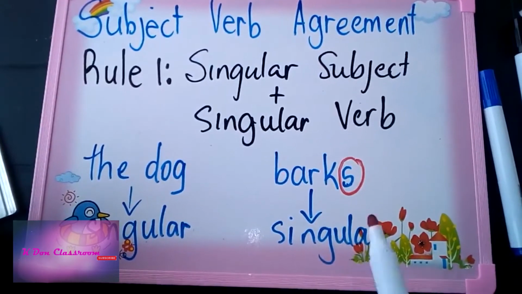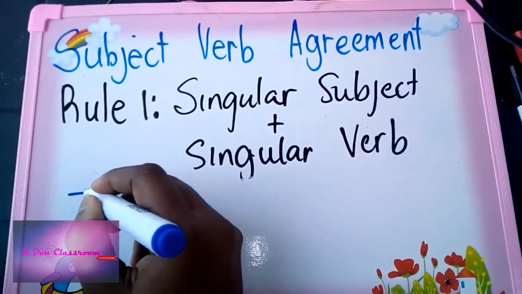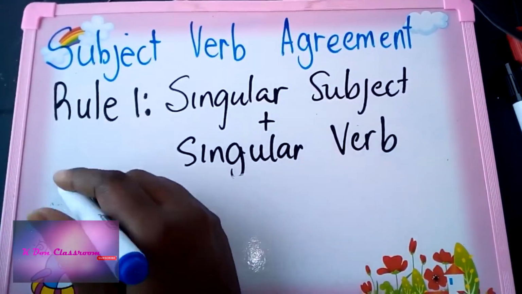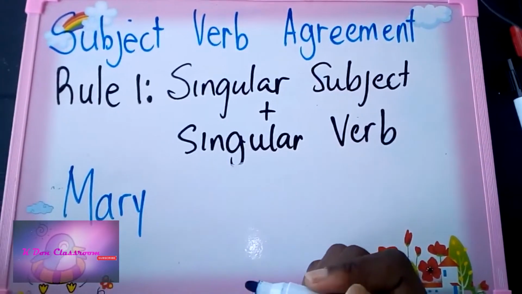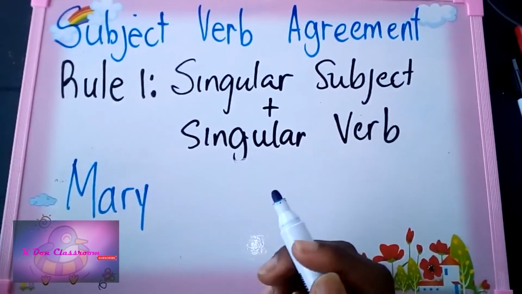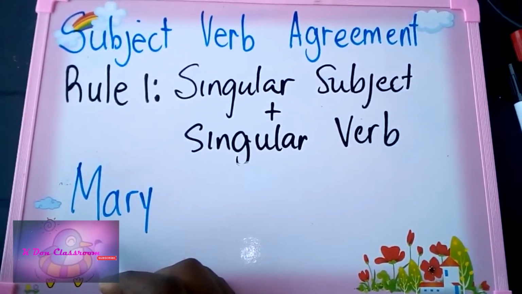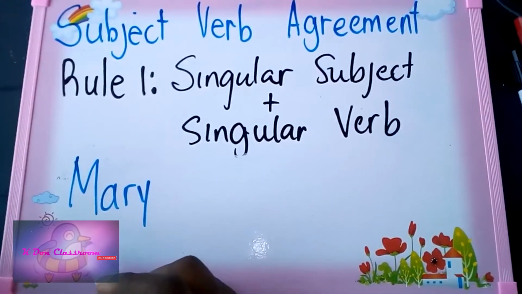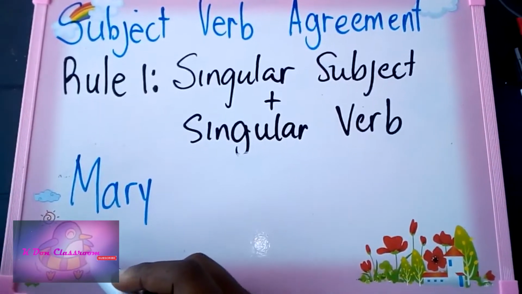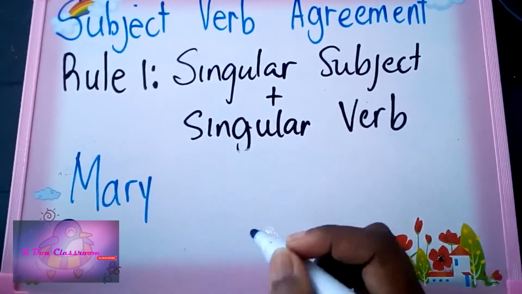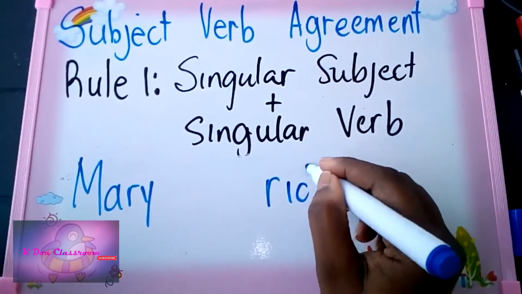Okay, let's do one more example. Let's look at the subject Mary. How many is Mary? Mary is one. So it means that this is a singular subject. Therefore, whatever verb I'm going to use with Mary must also be singular, right? Alright, so we're going to say that Mary ride. We're going to use the verb ride. So Mary ride.